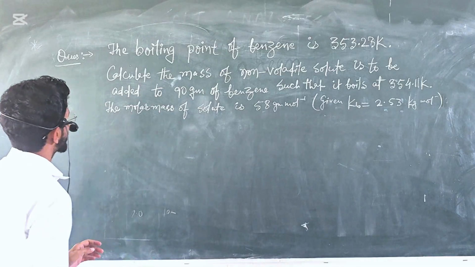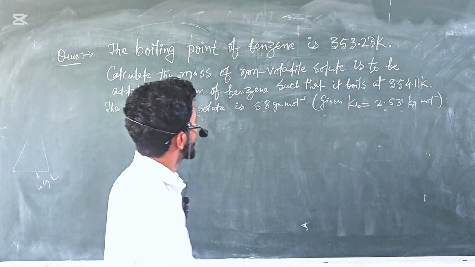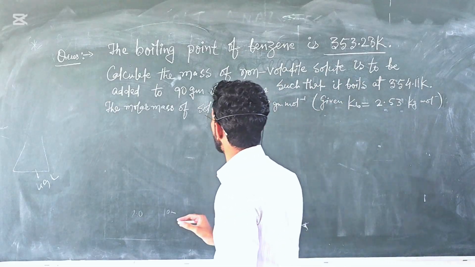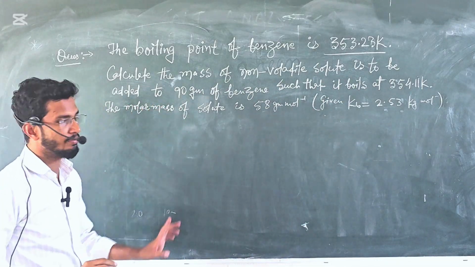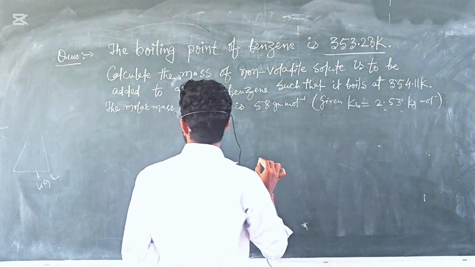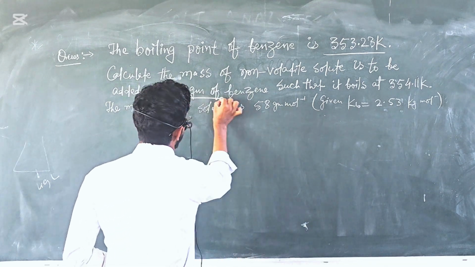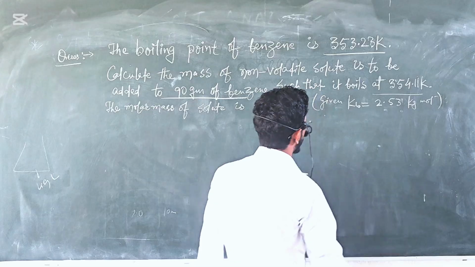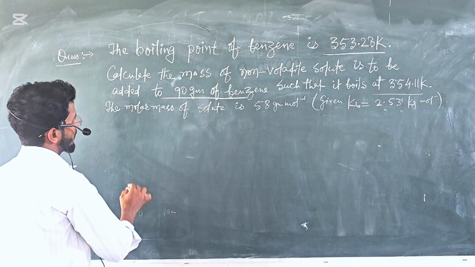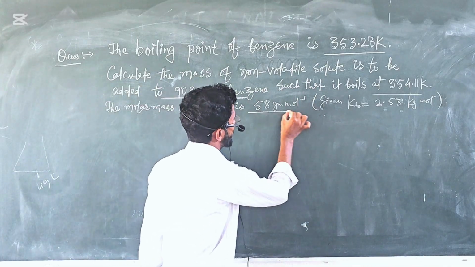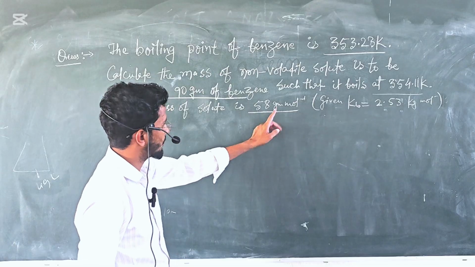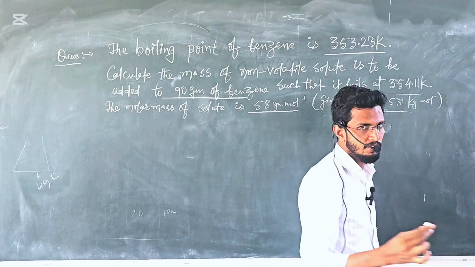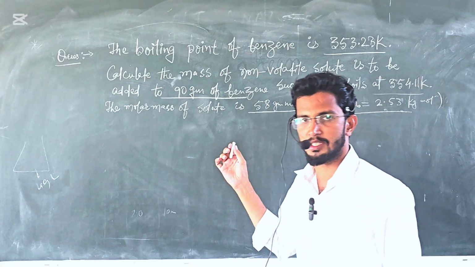Now see, the first question is the boiling point of benzene. The boiling point of benzene is 353.23 Kelvin. Calculate the mass of non-volatile solute to be added to 90 gram of benzene such that it boils at 354.11 Kelvin. The molar mass of solute is given as 58 gram per mole and Kb is given as 2.53. Simply, this question belongs to the colligative properties, elevation in boiling point.